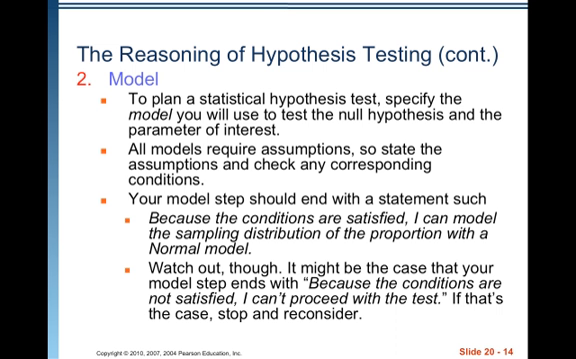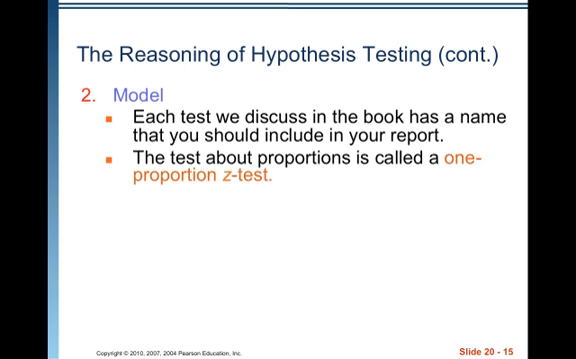All models require assumptions. So state the assumptions and check any corresponding conditions. That's going to be extremely important if you want to get good grades on the free response of the AP exam. Your model step should end with a statement such as, because the conditions are satisfied, I can model the sampling distribution of the proportion with the normal model. Watch out though, it might be the case that your model step ends with, because the conditions are not satisfied, I can't proceed with the test. If that's the case, stop and reconsider.